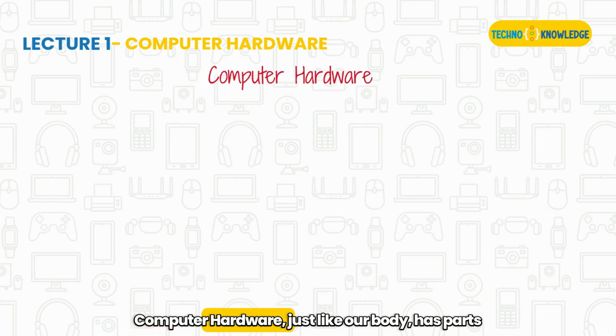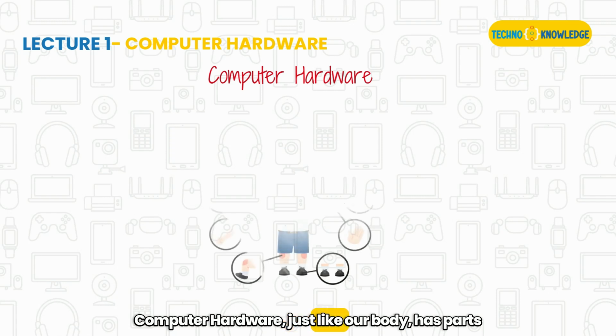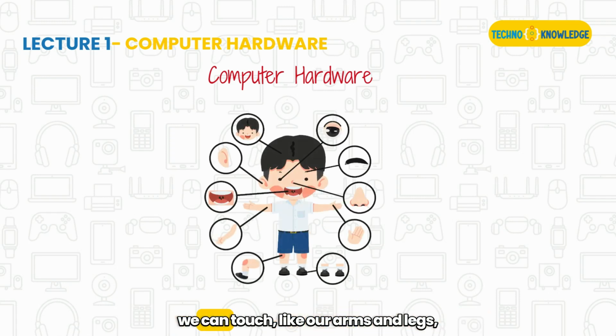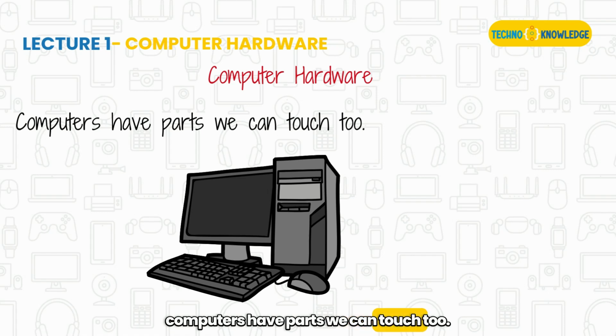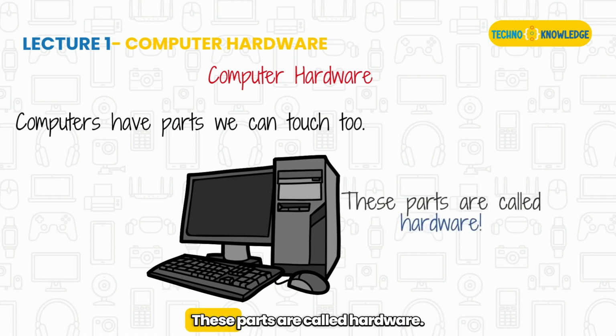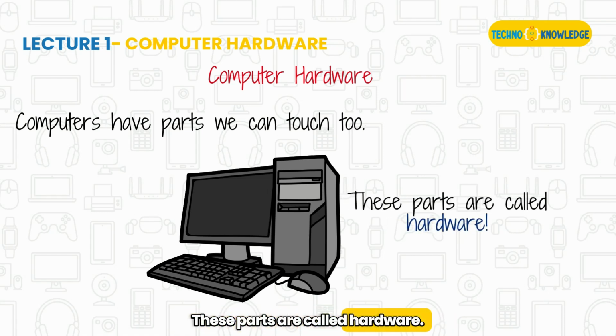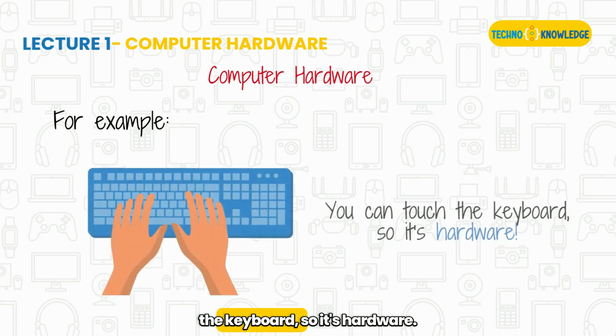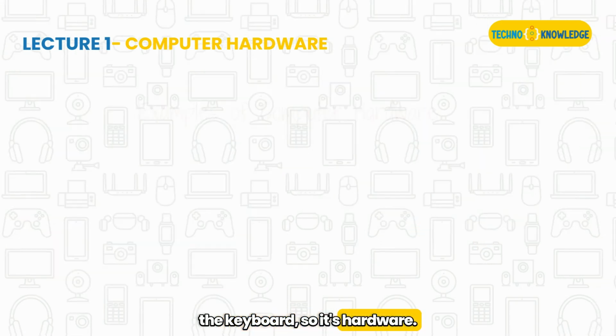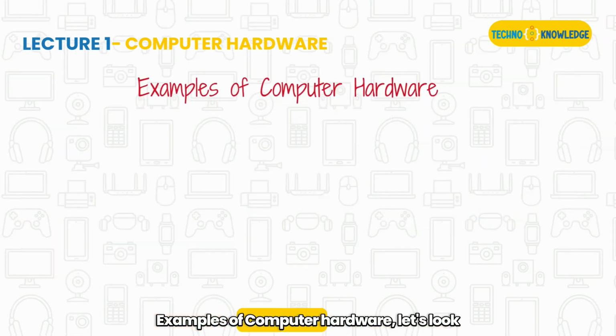Computer hardware. Just like our body has parts we can touch, like our arms and legs, computers have parts we can touch too. These parts are called hardware. For example, you can touch the keyboard, so it's hardware. Examples of computer hardware.